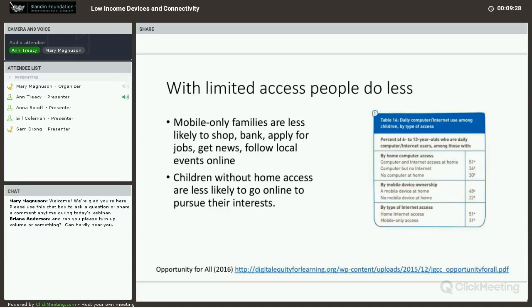One of the things that struck me most is this: children without home access are less likely to go on to pursue their interests. We're shutting the door. I always tell my kids, don't let the 10-year-old you shut the door on the adult you. We're shutting the door on the 10-year-olds in our communities when they don't have access to a device, they don't have access to connectivity.